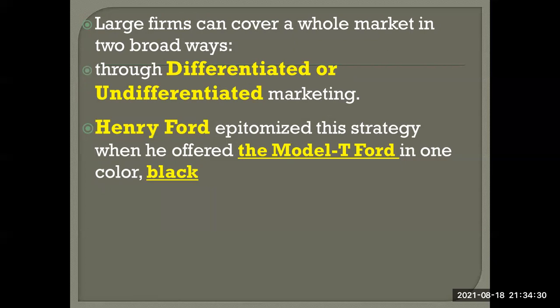Large firms can cover whole market in two broad ways: differentiated and undifferentiated. So I just told you undifferentiated marketing is for the commodity like sugar, salt, rice, wheat, maize, like that, vegetables. We use undifferentiated marketing. For differentiated marketing, we have chocolates, milk products, then FMCG products, soaps, white goods like refrigerator, washing machine, TV, mobiles, can be differentiated.